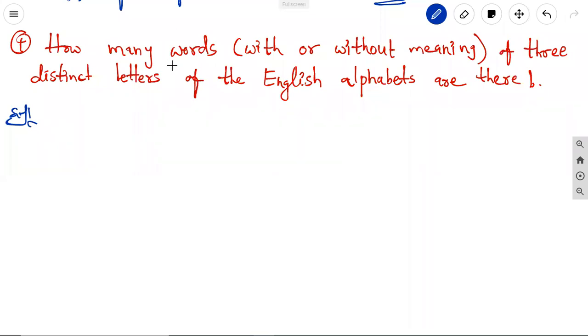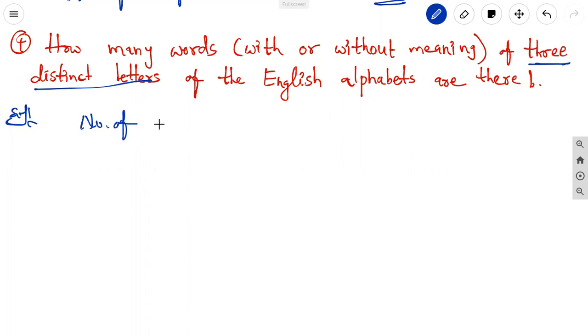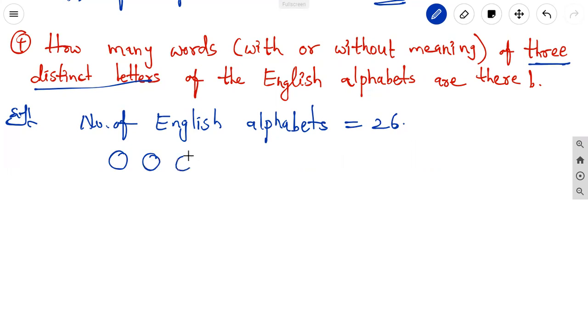Fourth question. How many words, with or without meaning, of 3 distinct letters of the English alphabet are there? Here, how many English alphabets are there? The number of English alphabets is 26. In that, we need 3 distinct letters: 1, 2, 3. Meaning doesn't matter, because it says with or without meaning.